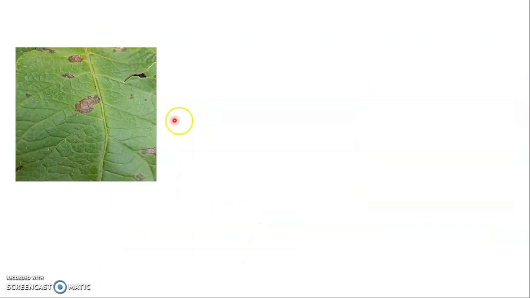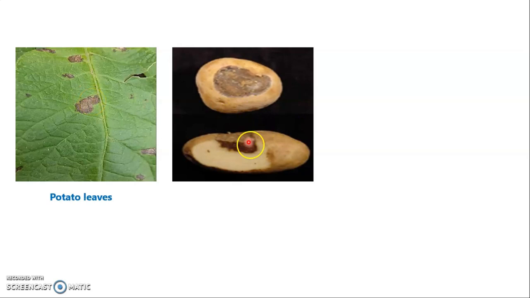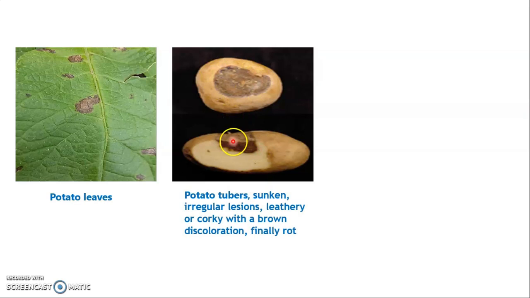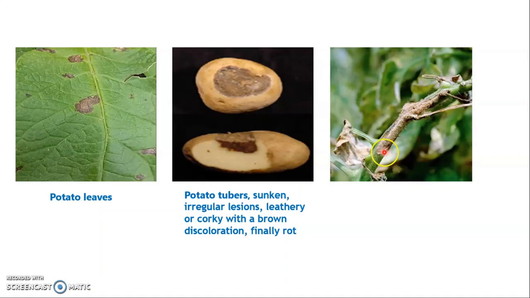But on potatoes, the same symptoms: concentric rings on the leaves, and on tubers, you can see potato tubers with sunken, irregular lesions, and leathery. This becomes leathery, corky, and finally the whole potato rots, and the quality of potatoes is reduced. No one will be willing to buy this kind of potatoes. And on the stem, you can see the big lesion, in the form of concentric rings. So the characteristic symptoms of early blight are the concentric rings. Remember this. So this was all about the symptoms.